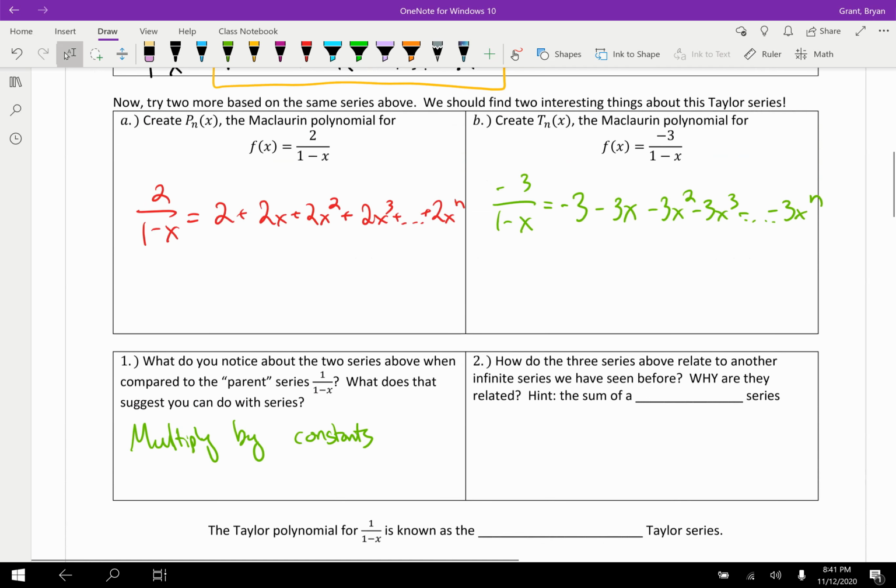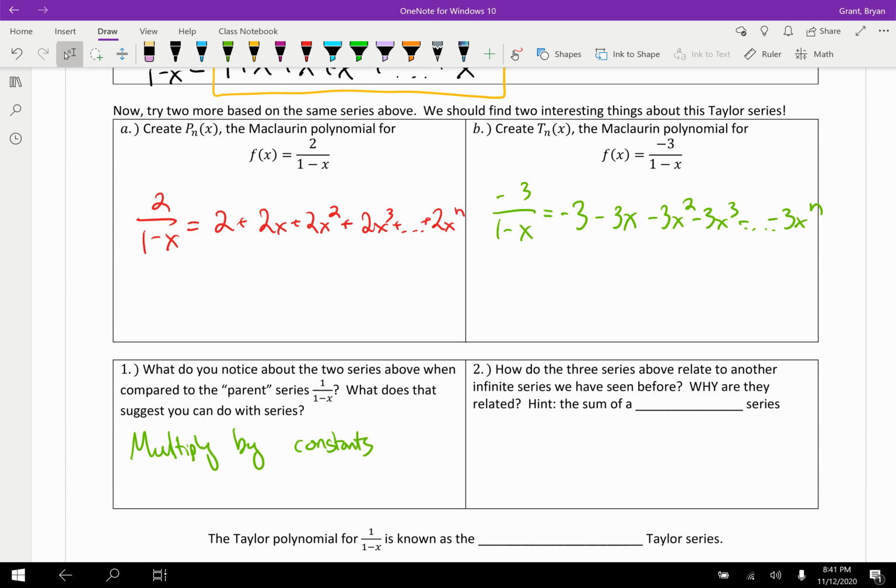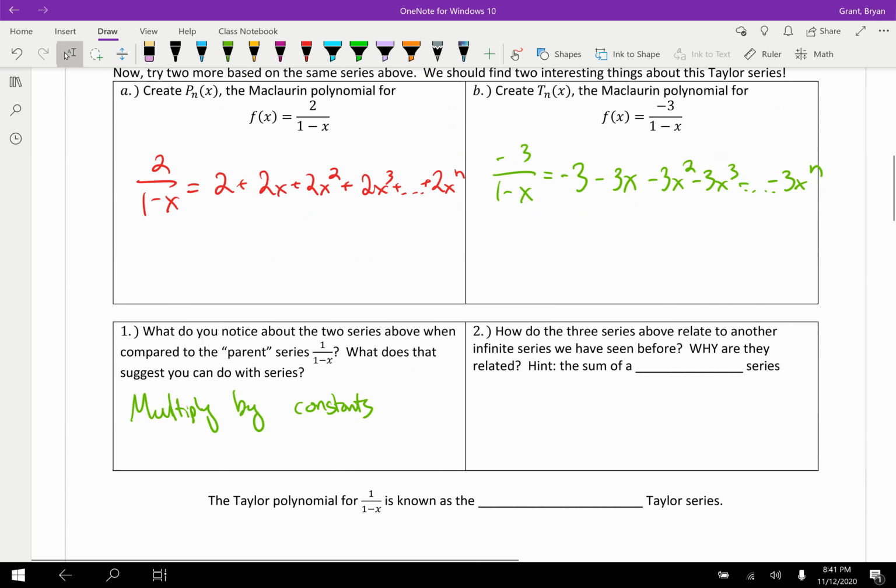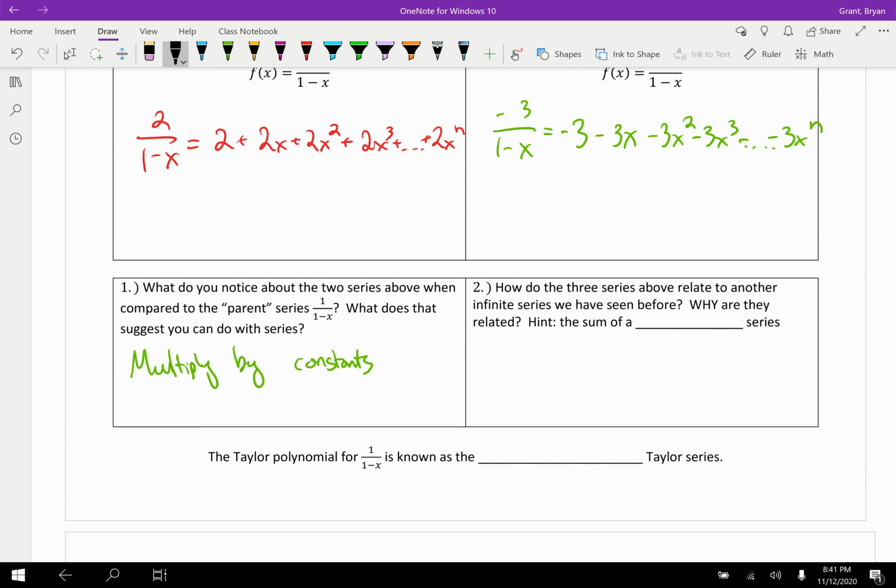However, the most important and the trickiest connection here is how do these 3 series above relate to another infinite series we've seen before, right? In particular, I'm going to show you the parent function, 1 over 1 minus x, right? Isn't this 1 plus x plus x squared plus x cubed, so on and so forth? Don't we have an a value of 1, and a common ratio of times x every time? What do we call a series with a common ratio and a starting value of a? Isn't that a geometric series?